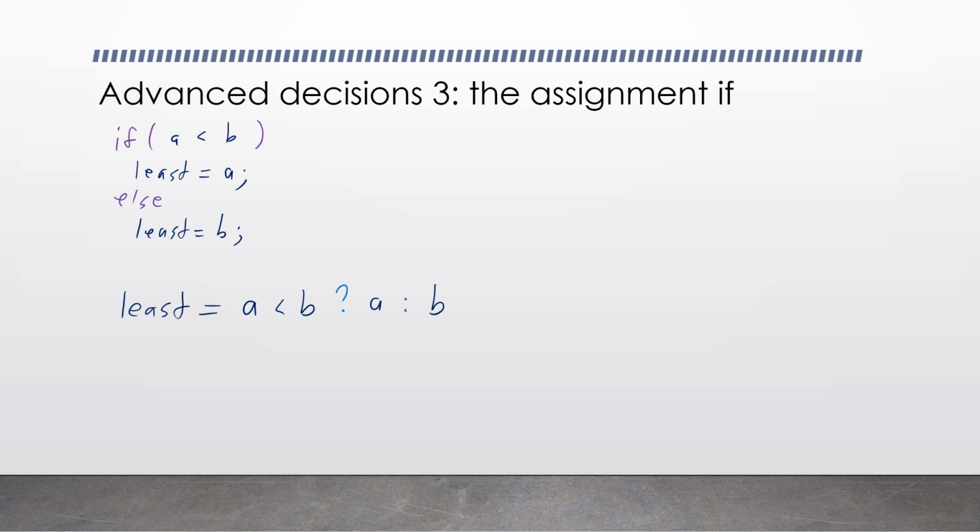What this does is this tells the computer to check this for true or false. Okay. And then if it's true, this value is assigned to least. If it's false, then this value is assigned to least. Okay? Some programmers find this incredibly confusing. Other programmers find that it saves a lot of typing and can even make your code appear more compact and more organized.